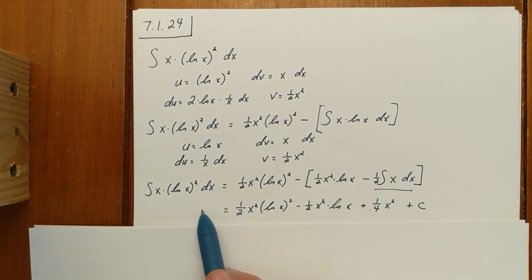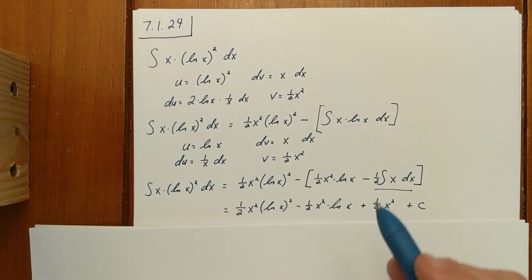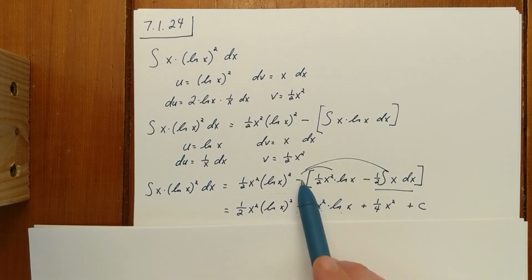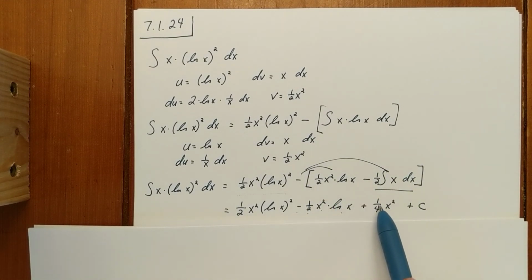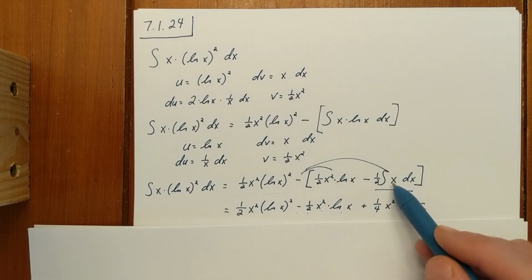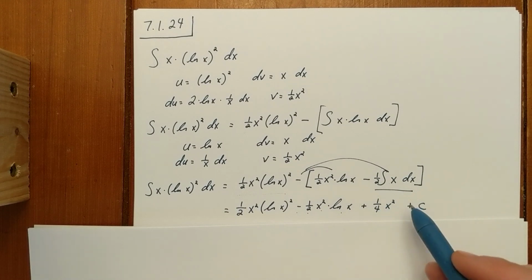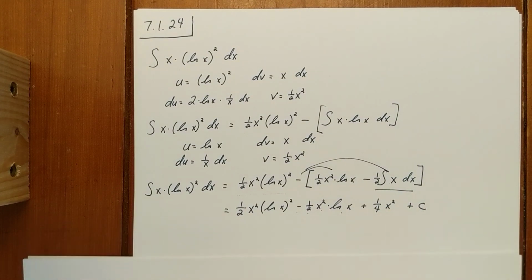So, the original integral is now equal to this, the 1/2 x squared natural log of x squared. We're going to distribute that negative inside here and get a minus 1/2 x squared natural log of x. The minus minus makes a plus. The 1/2 right there is going to combine with the 1/2 we're going to get out of this antiderivative to make a 1/4 x squared and a plus C.